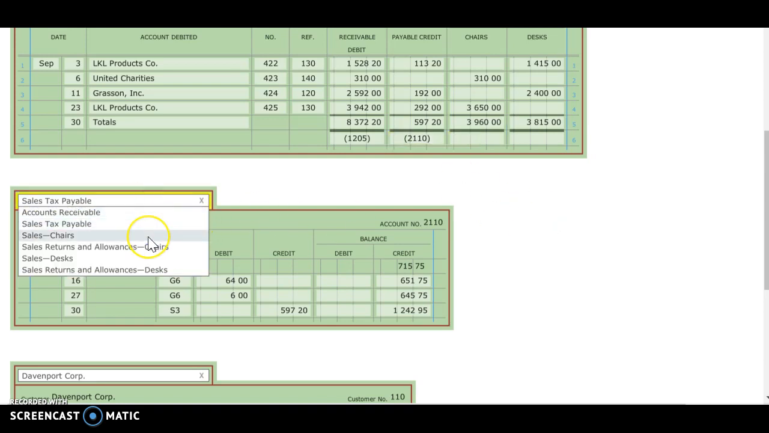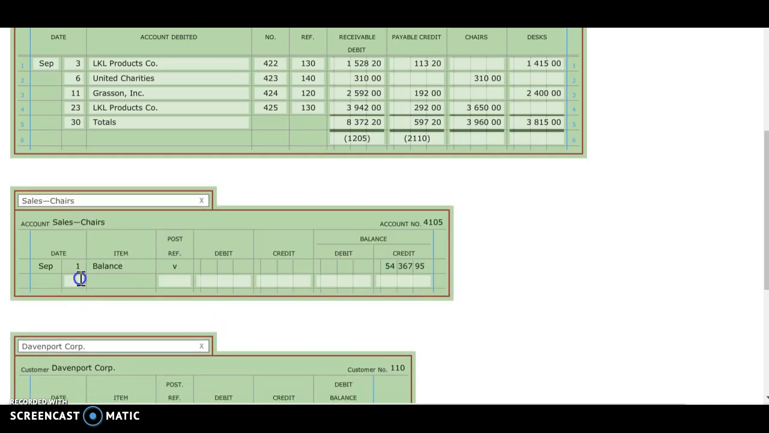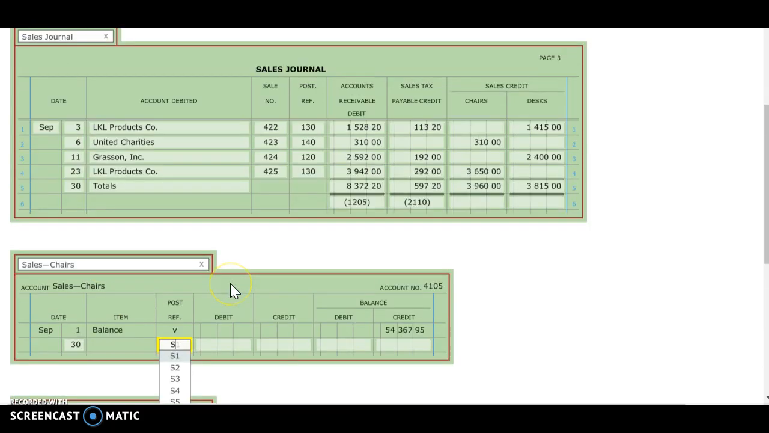Next one, we're going to go to sales credit, chairs. So, sorry, not sales credit, but sales chairs. We're going to credit that account. We're crediting that account for $3,960. So we should get a balance of $58,327.95. And then account number 4105.